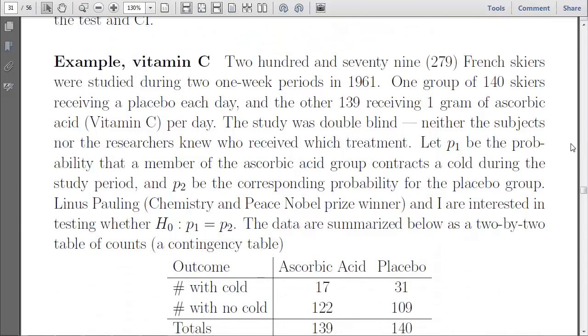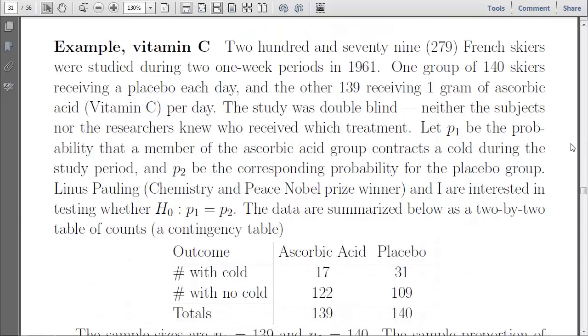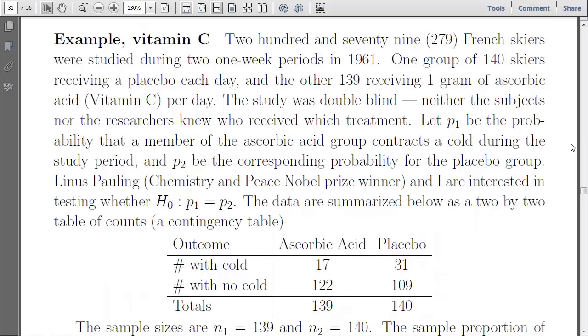All right, let's look at an example. This is a famous example, and back when I used to lecture this class, we would come around to this when it would start to get cold outside, and people sometimes start taking vitamin C to protect them from catching a cold.